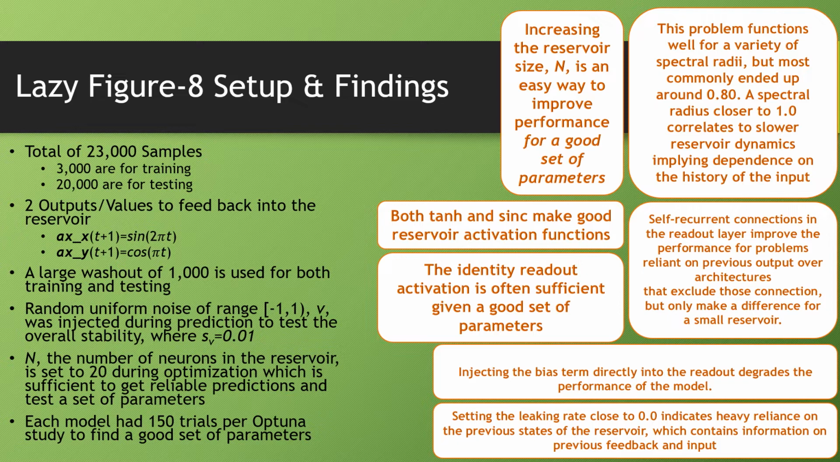Self-recurrent connections in the readout layer improve the performance on problems reliant on previous output, compared to architectures that exclude those connections, but only make a difference for small reservoirs. Injecting the bias term directly into the readout degrades the performance of the model.